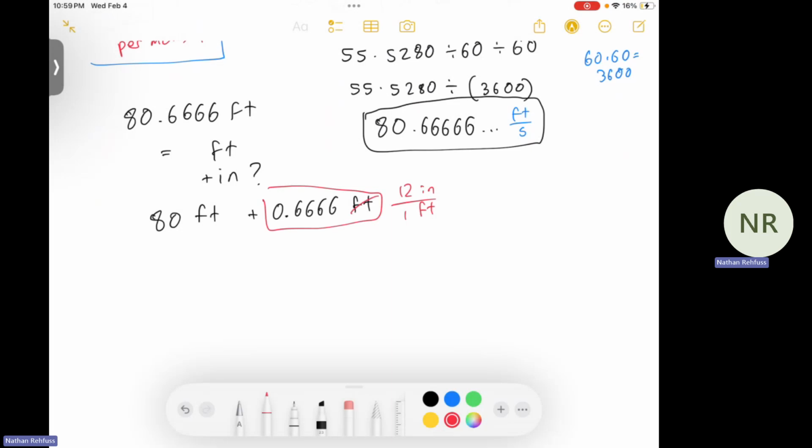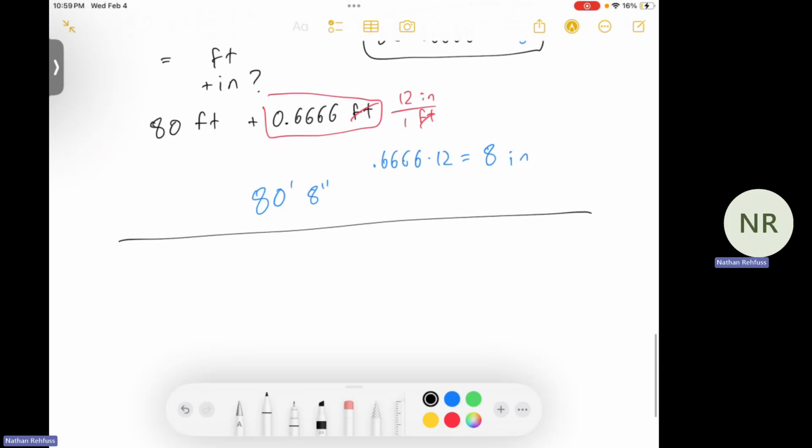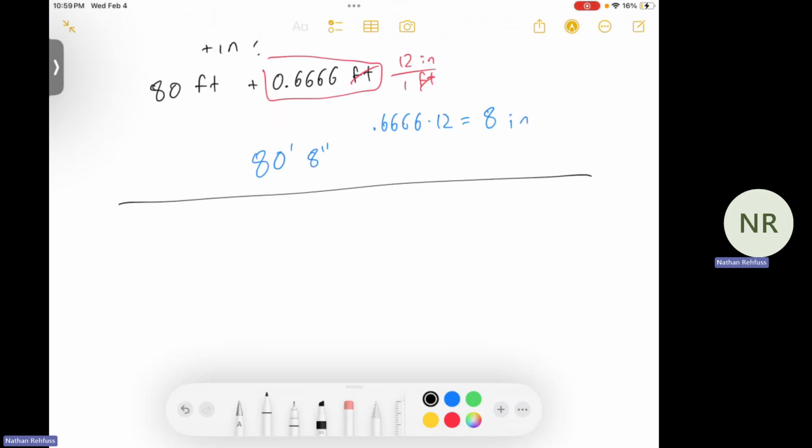In my calculator, then, I would do 0.6666 times 12 and get 8. So we have 80 feet and 8 inches. That's one way to solve the problem. Let's start a new example, and I'll show you another way to solve this same problem.